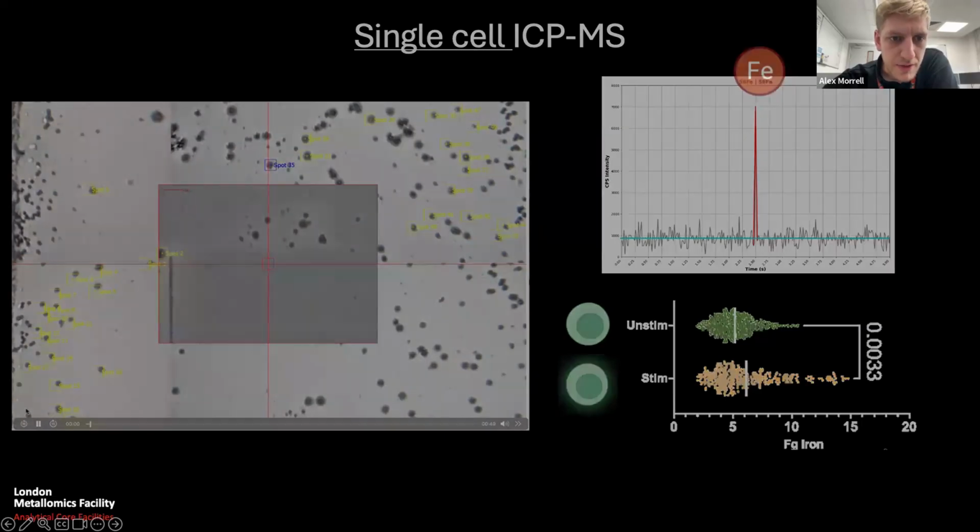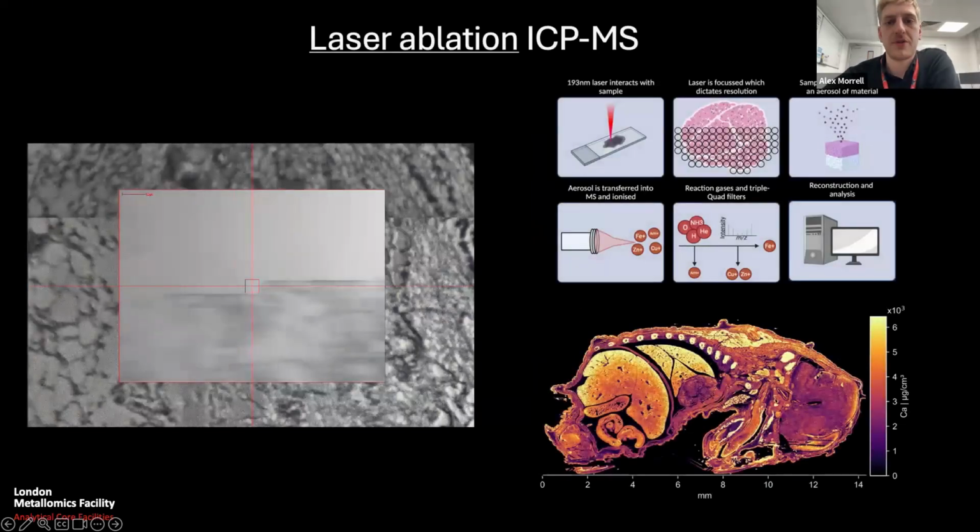Then I'll jump ahead onto this one. The next technique, and the last one I want to talk to you about today, which is probably what we're most renowned for globally, is laser ablation ICP-MS. Talking to a Euro-BioImaging audience, this is the one I'm going to focus on for the rest of the talk because it's all about imaging, as the name suggests.